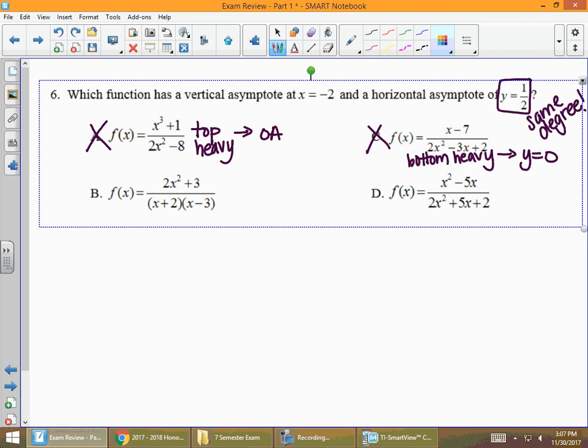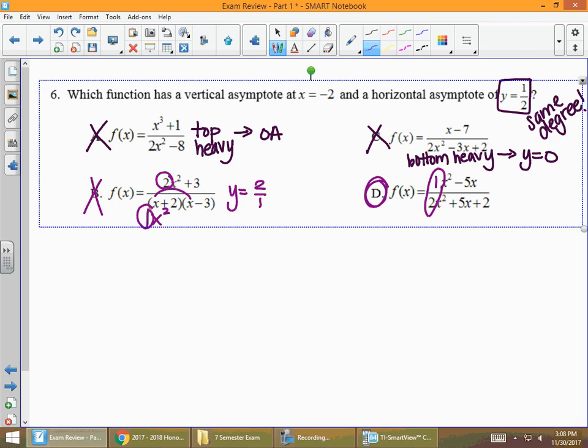Now let's keep looking at that horizontal asymptote of y equals 1/2. B has the same degree on top and bottom. If I multiplied out the bottom, I'd have x squared as my leading term, so my leading coefficient is 1. If you capture your leading coefficients here, you have y equals 2 over 1 as your horizontal asymptote. So I don't like that. If I'm looking at D, there's my 1/2. Again, I'm going to confirm the other pieces, but if I'm running out of time on my exam, I'm going with that.